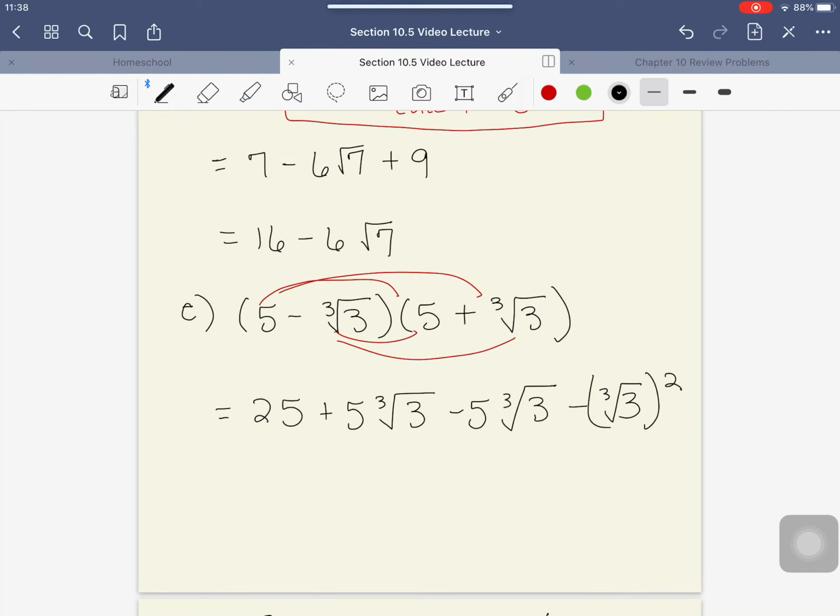All right, so these middle terms will cancel out. So I'm left with 25 minus the cube root of 3 squared, which is the same as the cube root of 3 squared, and that is 25 minus the cube root of 9. And that's the final answer.